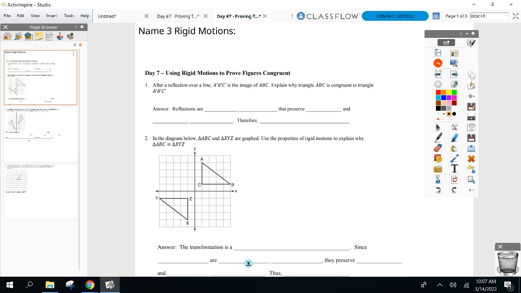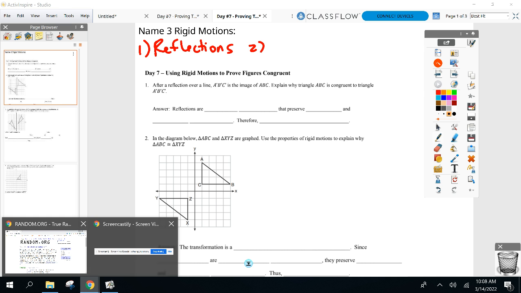Okay, let's try this again. So number 1, rigid reflections. Does not change size or shape. Real quick question though, what do reflections change? What do we call that term it changes? Orientation, the order of the vertices. Good, because I'm going to come back to that today.